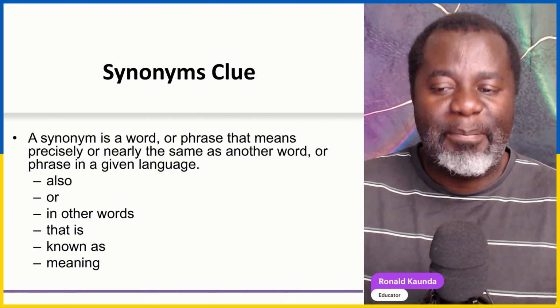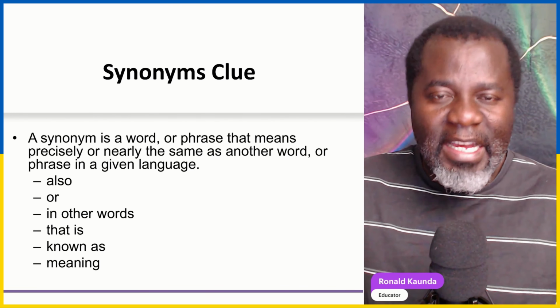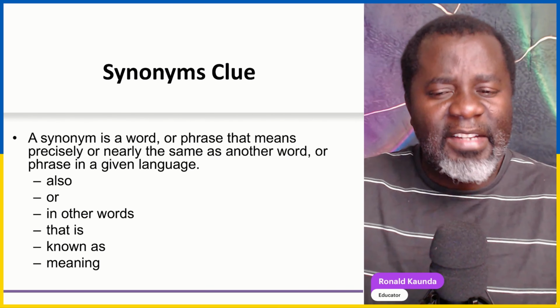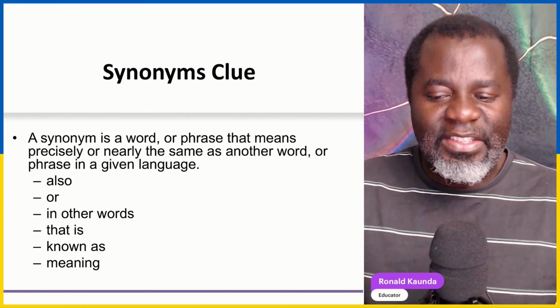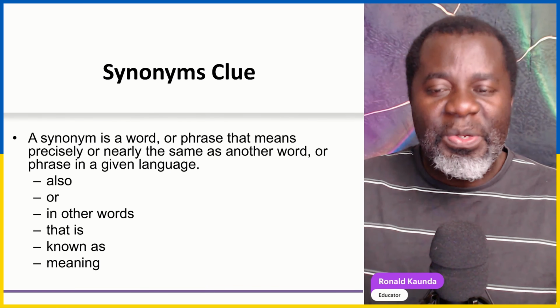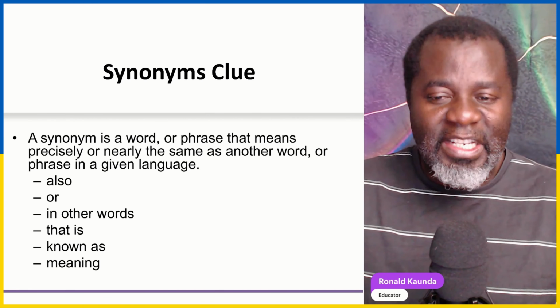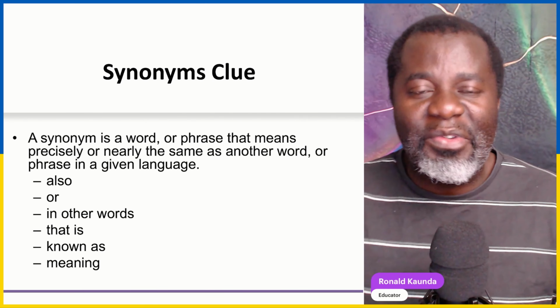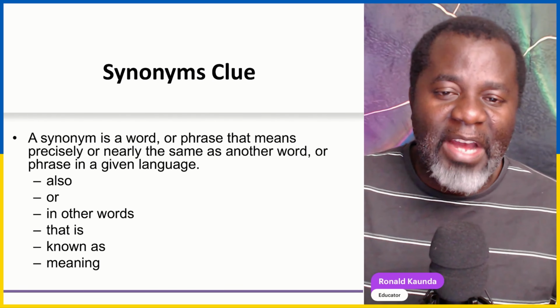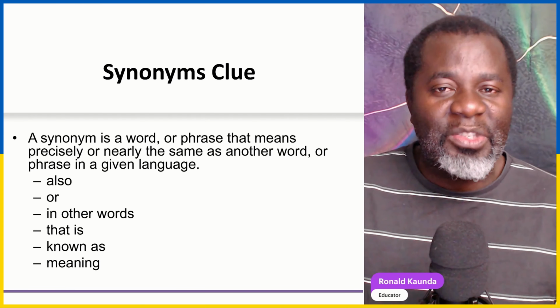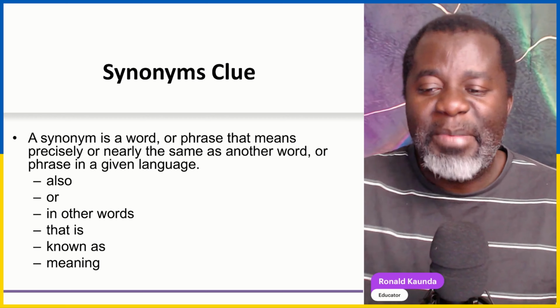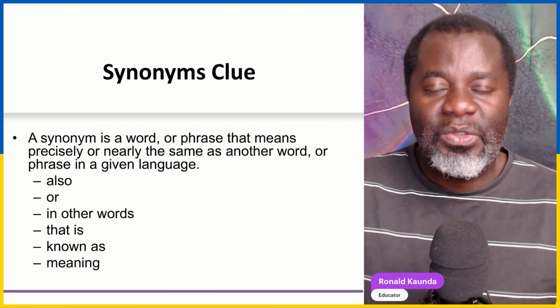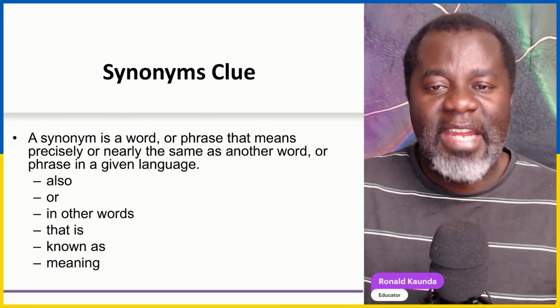They've got similar meanings. Examples of words that can show you that they are synonyms include also, or, in other words. That is known as meaning. When you see these words as you are reading, just know that the word that you have read before and the word or phrase that's coming after have the same meaning. So even if you don't understand the first word or the second word, you can understand it.